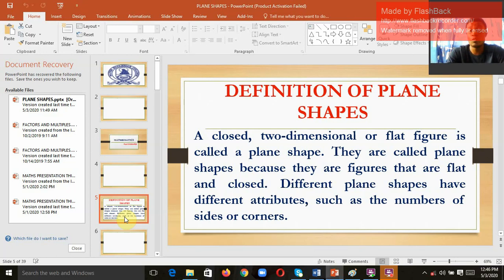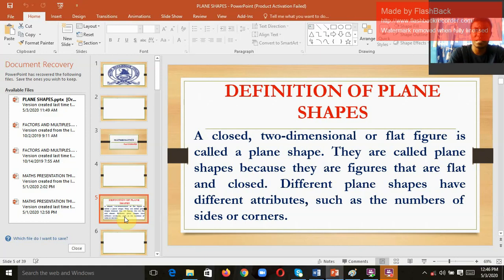What we mean when we say two-dimensional is that these shapes can be measured in 2 dimensions, probably in terms of length and breadth, base and height, length, width, and so on. And they are flat, of course. So these are shapes that can be drawn on a flat surface. So they are called plane shapes.